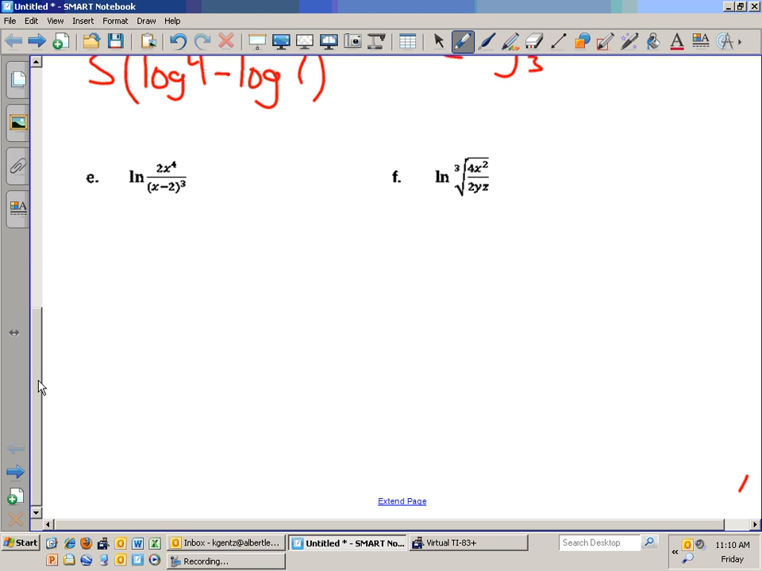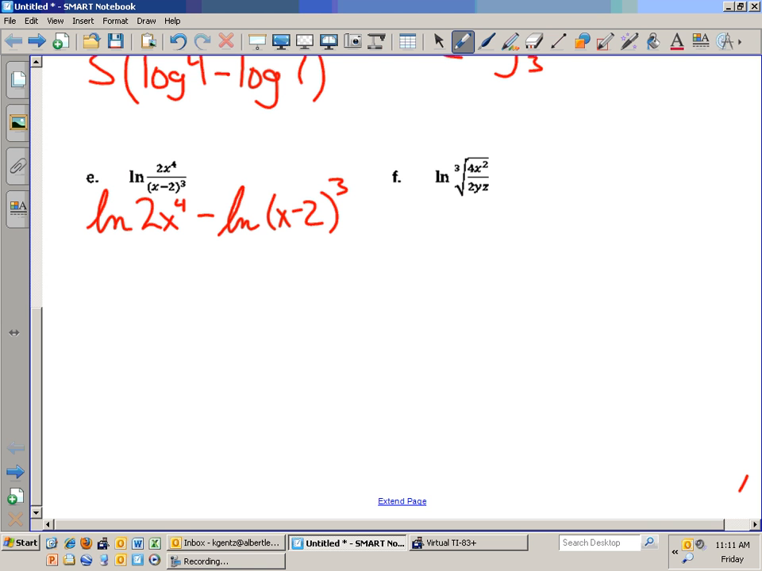Natural log of 2x to the fourth over x minus 2 to the third. I have a number of things going on here. First of all, I have exponents. Do I deal with those first, or do I deal with the quotient first? I deal with the quotient, and here's why. The entire piece is not being taken to a power, but rather the numerator is being taken to a power and the denominator is being taken to a power. So I first have to deal with this quotient piece. So I'm going to write it like this: the natural log of 2x to the fourth minus the natural log of x minus 2 quantity to the third power. Now I'm able to deal with those individually.